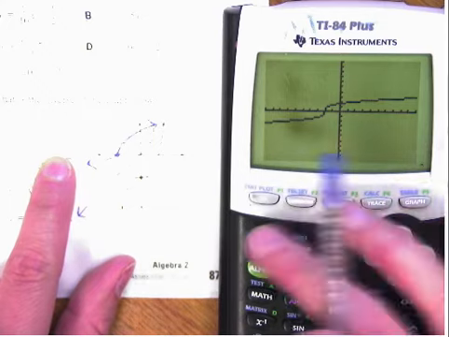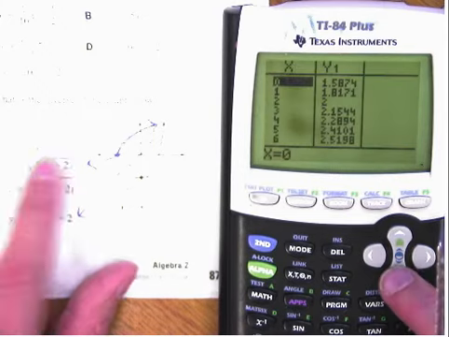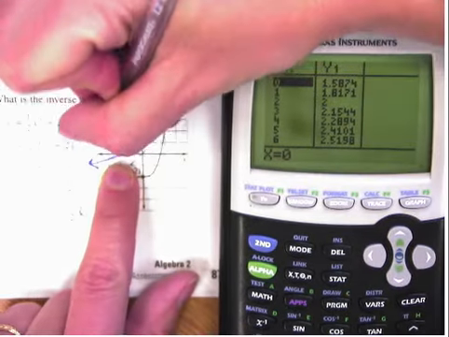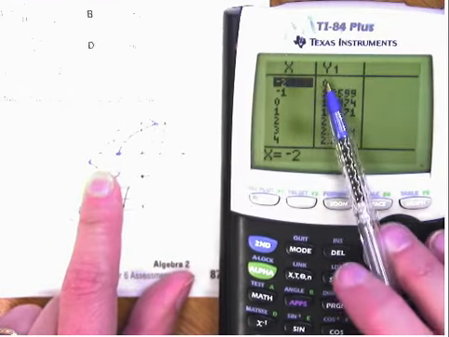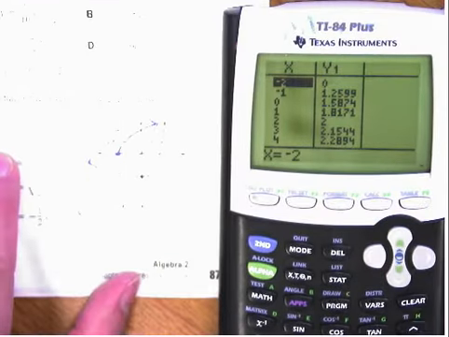So I'm going to double check my XY table and see if I have the point. This was, I said, negative 2, 0. And if I go back up to negative 2, sure enough, I get 0. And so the answer is B.